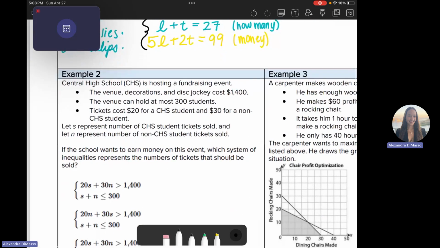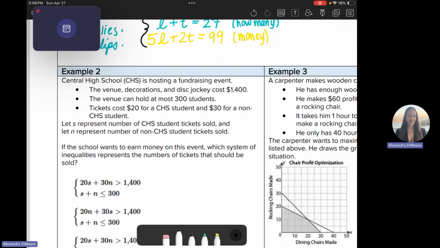Example 2. Central High School is hosting a fundraising event. The venue, decorations, and disc jockey cost $1,400. The venue can hold at most 300 students. Tickets cost $20 for a student and $30 for a non-student. Let S represent the number of student tickets sold, and let N represent the number of non-student tickets sold.